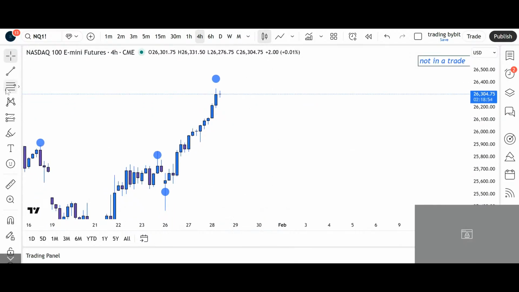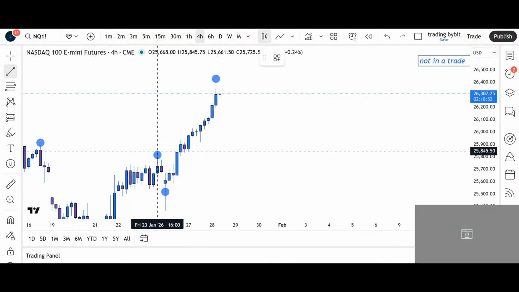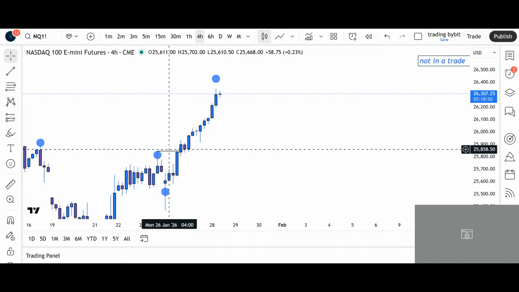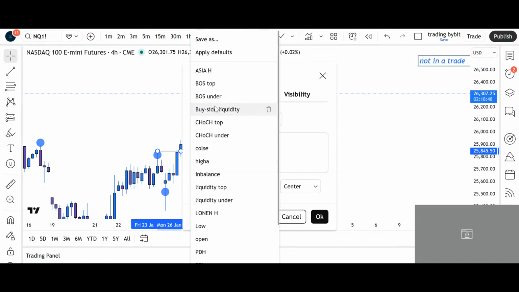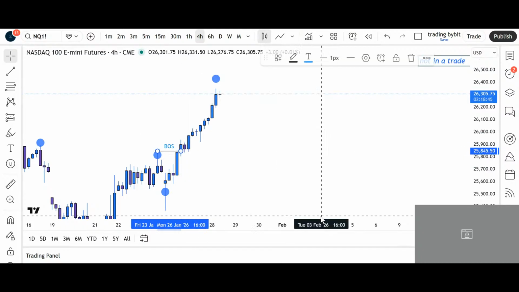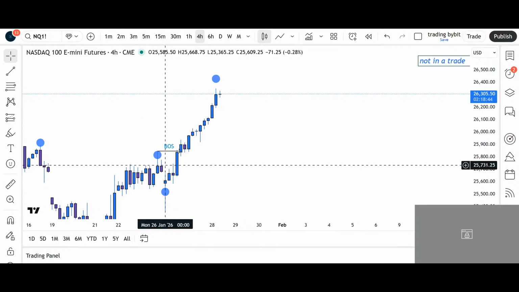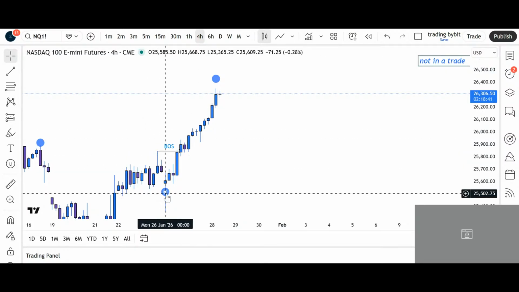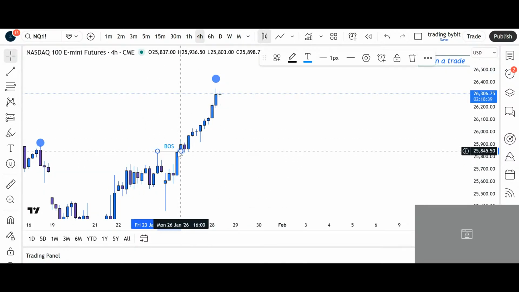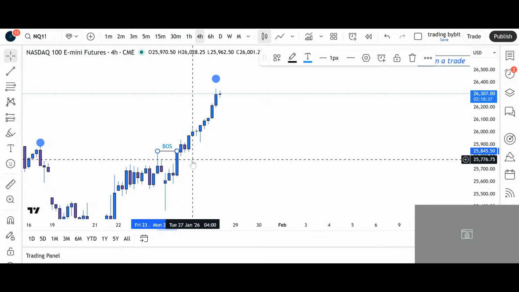Yeah, same for a 4 hour. Look, we're done here. We made the break of structure to the upside. So try to do this on your chart, everybody, just try to do this. If you want to trade this system, it's necessary that you can see what I see to make it yourself a lot easier.